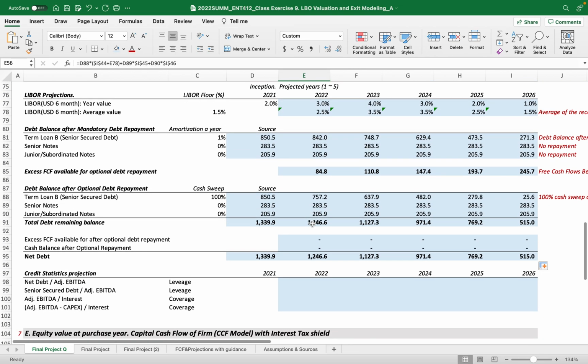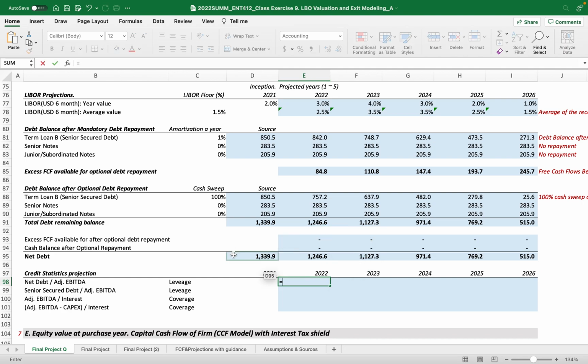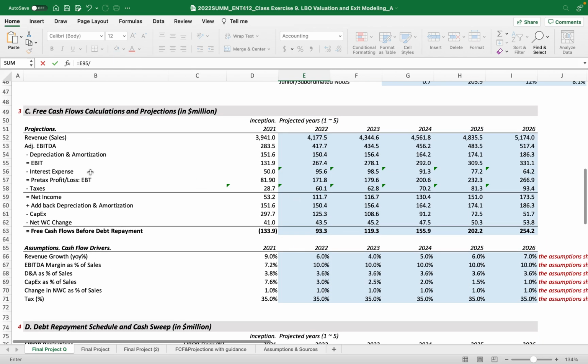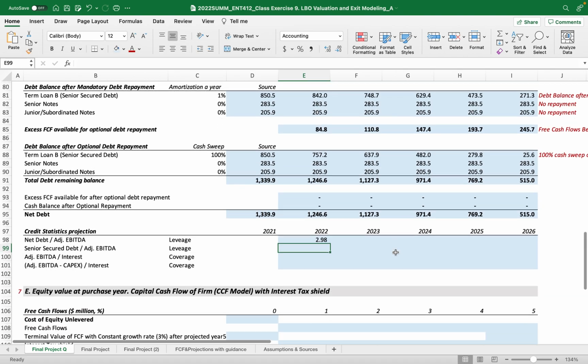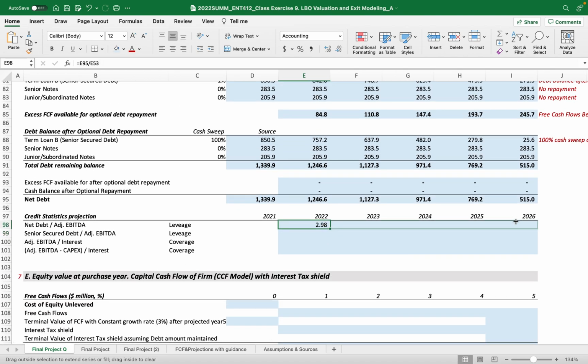Okay. Then the credit statistics projections. Credit statistics projections is explaining each of the ratios, right? How the leverage of each ratio has changed, and then you explain on your Word file, right? So the net debt, where is net debt? Net debt, here we go, divided by Ebitda. Ebitda on here, right? On the free cash flow projection. This leverage ratio has decreased, right? Because the net debt amount has decreased. Also, the Ebitda has increased, right?